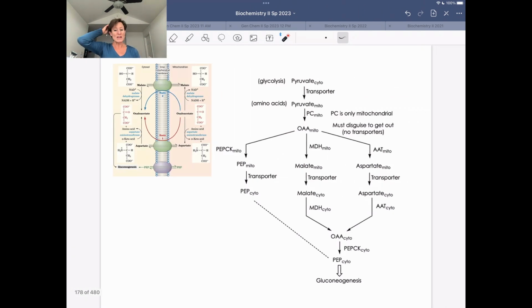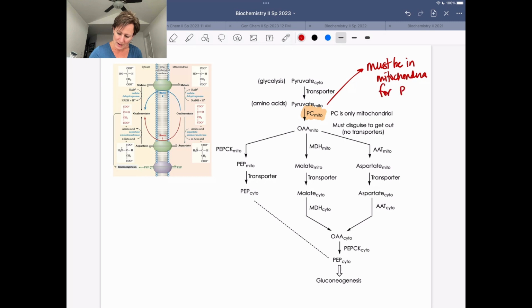Okay, so we've got three paths for things that are going on here. So let me highlight some important things here. Remember that pyruvate carboxylase is only in the mitochondria. So this is a necessary step. So we must be in the mitochondria for pyruvate carboxylase chemistry. Okay, that's an absolute requirement. That enzyme only lives in the mitochondria.